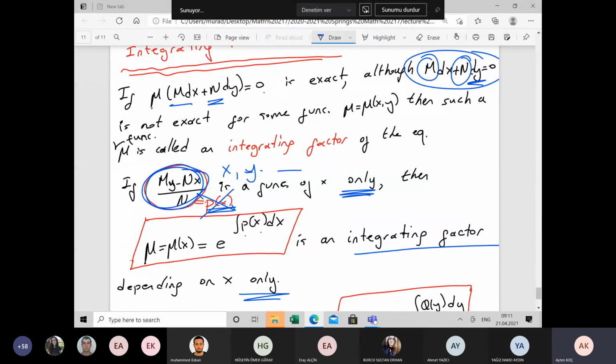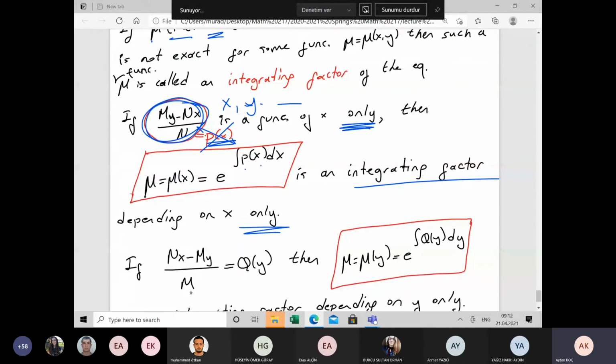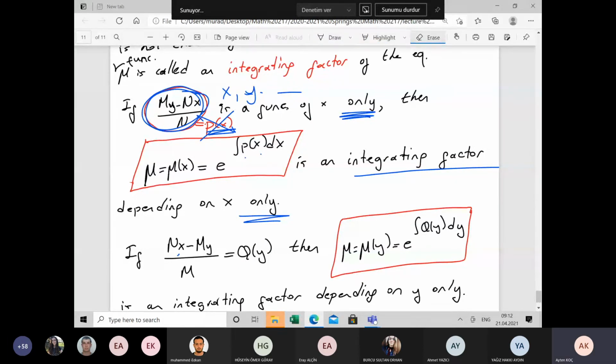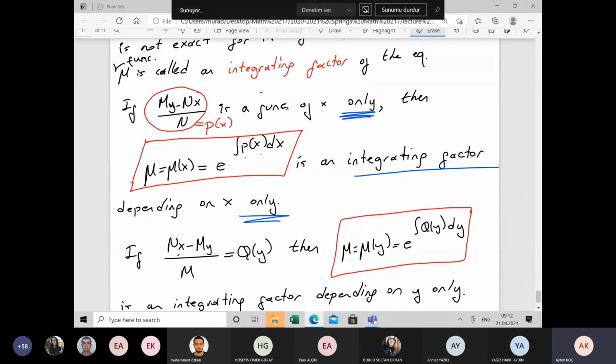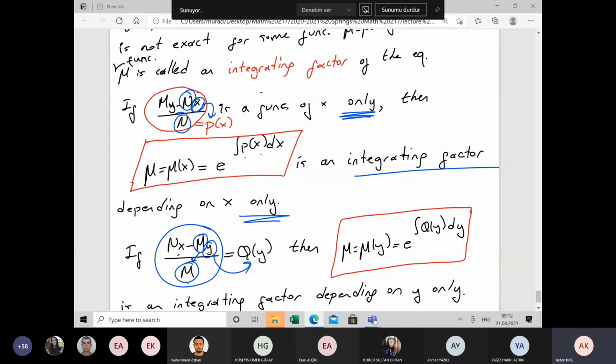So the next step is to look at the other quotient: N sub x minus M sub y, over M. Be careful here. Look at this one: the denominator is M, and this should be a function of y. If there exists such a mu, it works.